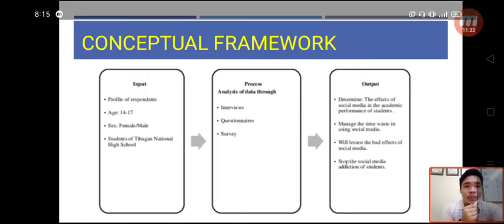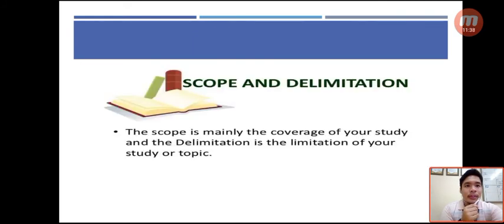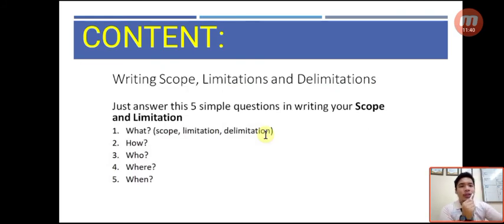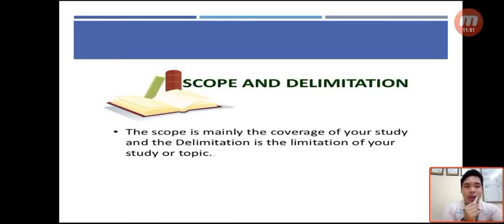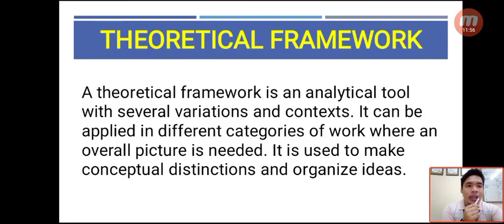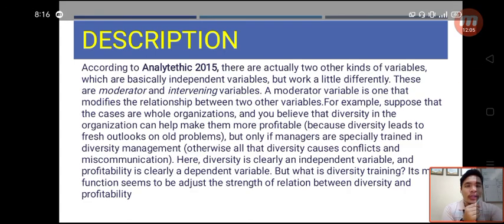Next. So, balikan lang po natin. Scope and limitation, kailangan masagot po yung 5 questions na what, how, who, where, and when. So, again, the scope and limitation, it is the coverage and the limit of your study. Then, theoretical framework, it consists of graph, which is related with your research title.